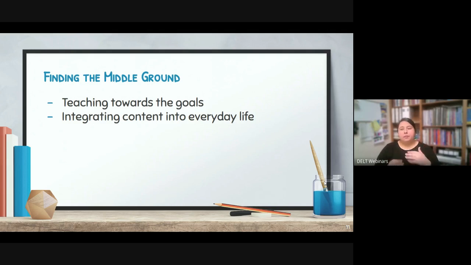So you really have to find, sometimes it's really easy. Oh, like if they want to know present, past tense, and future tense, okay, that's easy. That's not a problem. But it gets a little bit more challenging when they are very specific about the language that they want to learn. So you want to teach towards the goals and integrate content into everyday life.